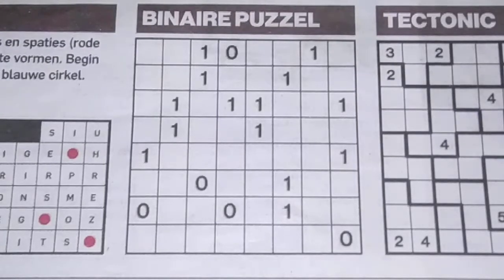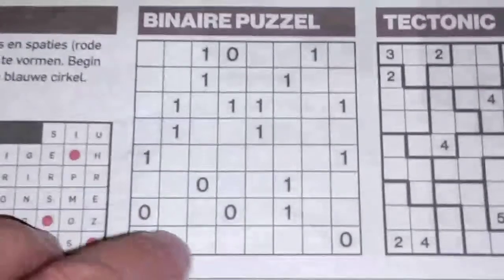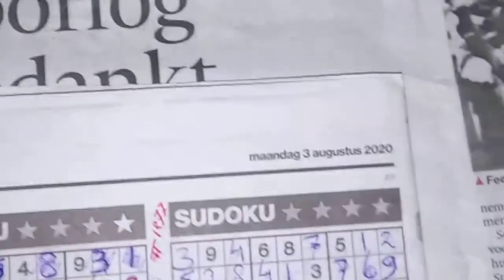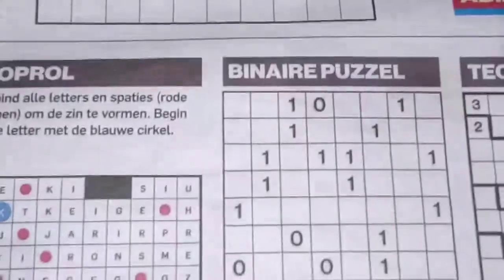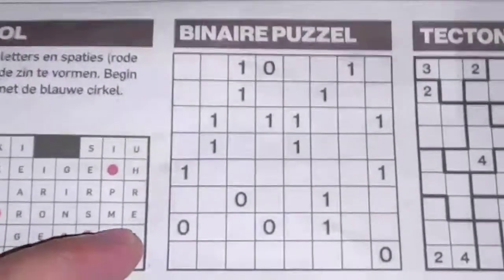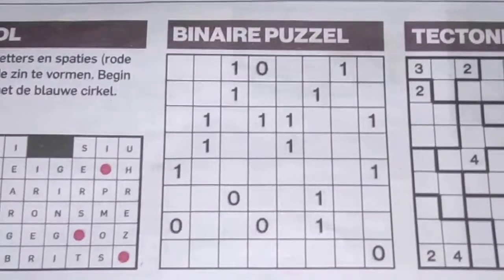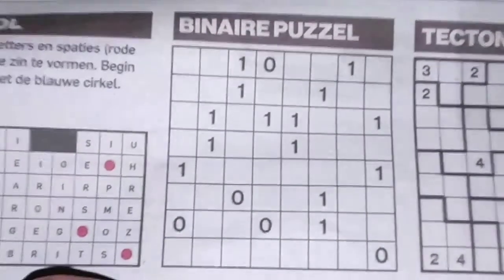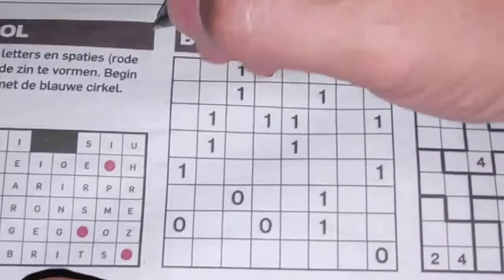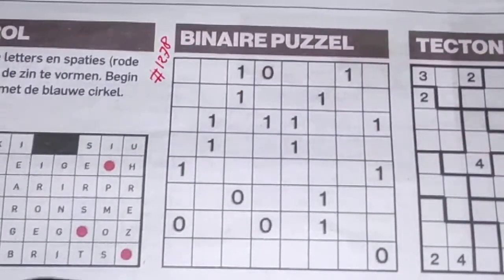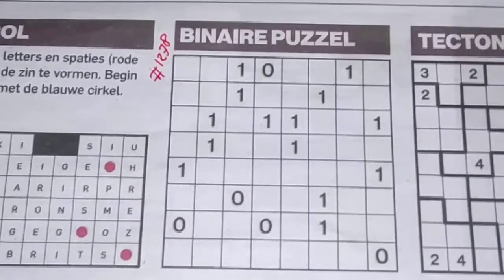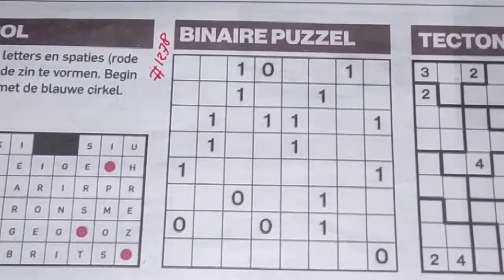Welcome back with the fifth puzzle in this edition of today's newspaper on Monday, August the 5th, 2020. Yes, this fifth puzzle, a binary puzzle, will be number 1278. And what kind of binary puzzle is this one?